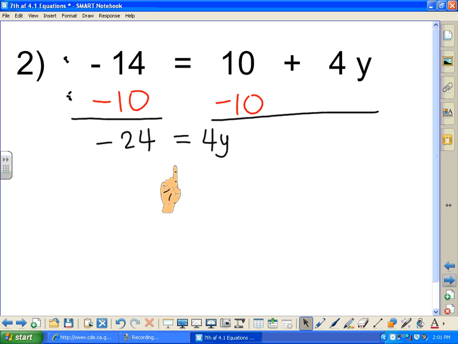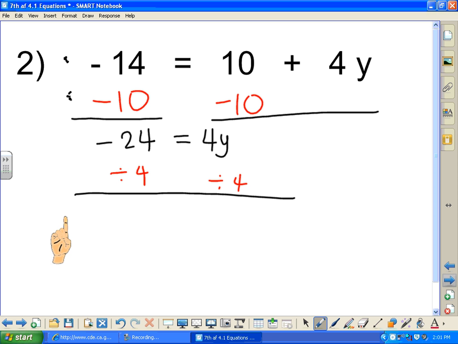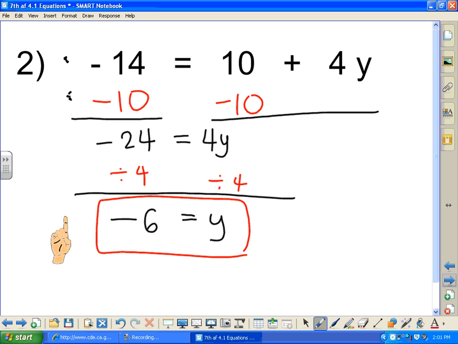What's my next step here? Well, what operation is this here? It's 4 times y, which means that we need to divide. What do I divide by? I'm dividing it by negative 4. I'm sorry, I'm dividing by positive 4. I need to divide by positive 4 on the other side as well. What do I end up getting here? Negative divided by a positive gives you a negative 6. And 4 divided by 4 gives you a positive 1. 1 times y gives you the y. So my answer here is y equals negative 6.